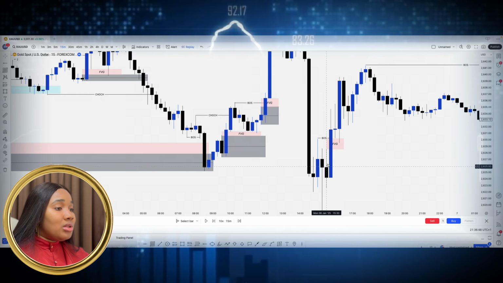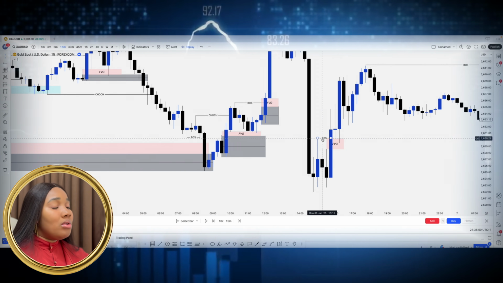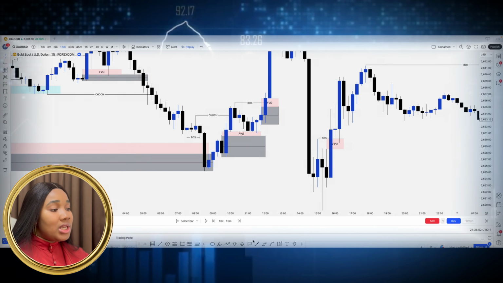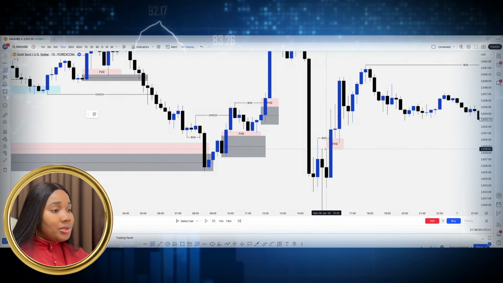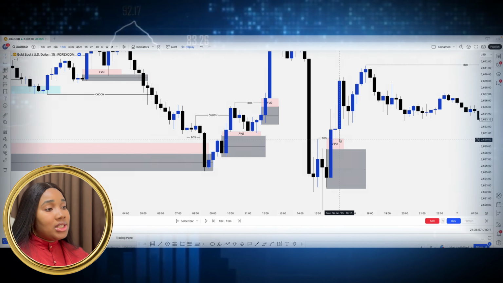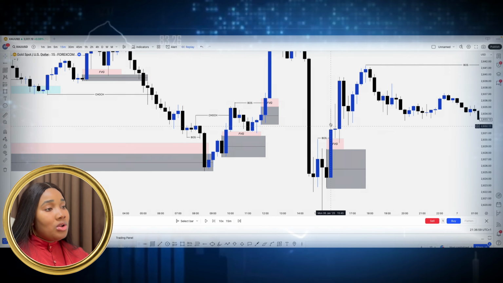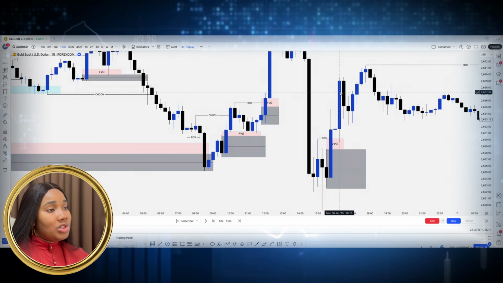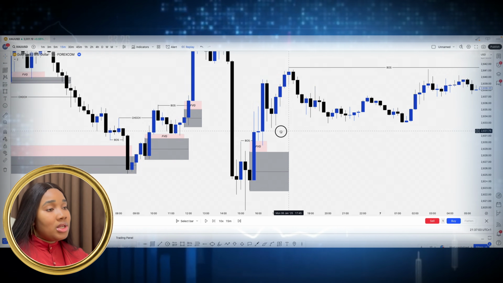Now, as we were getting the push to the upside, we got an internal break of structure here. So this being the origin, this is the origin, and this is the FVG present. So price tapped into the FVG and continued to push to the upside.